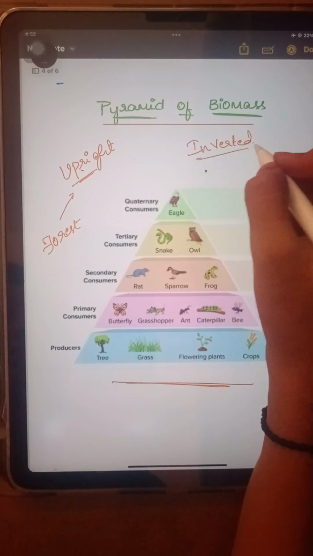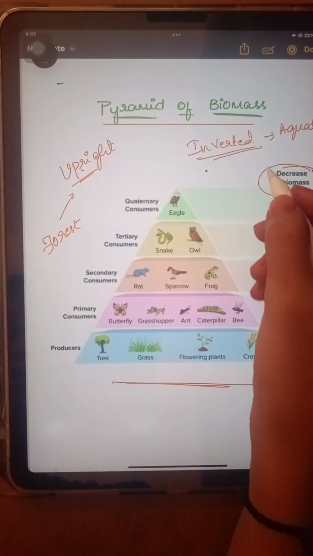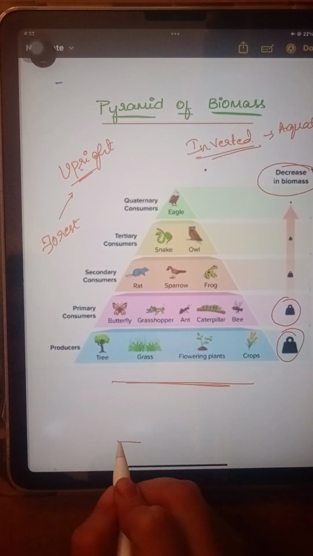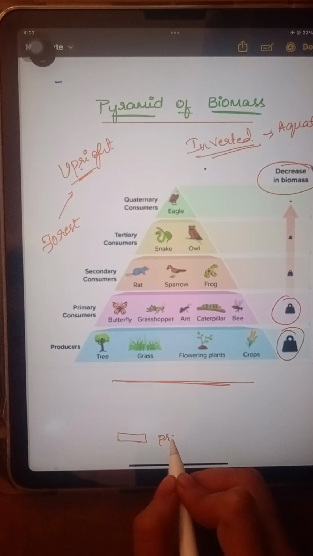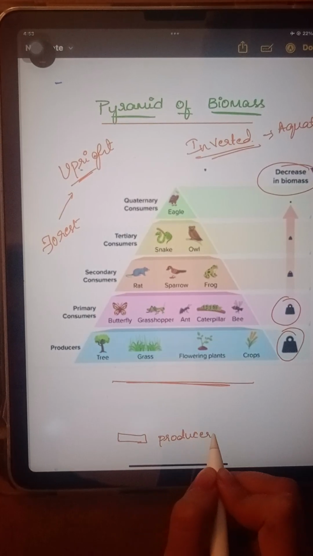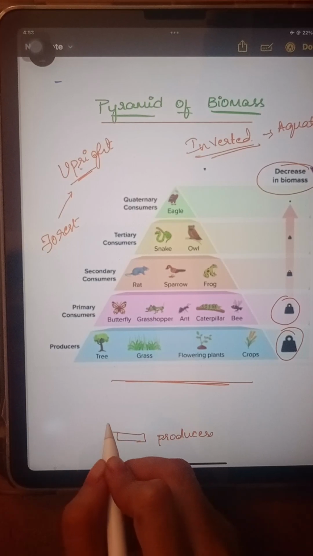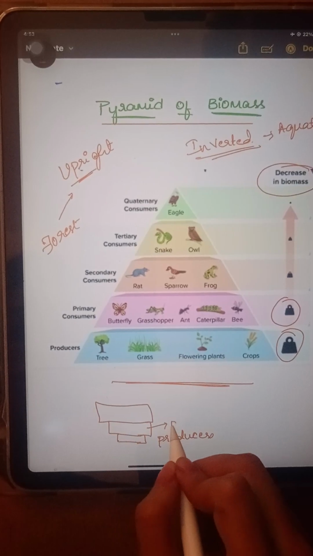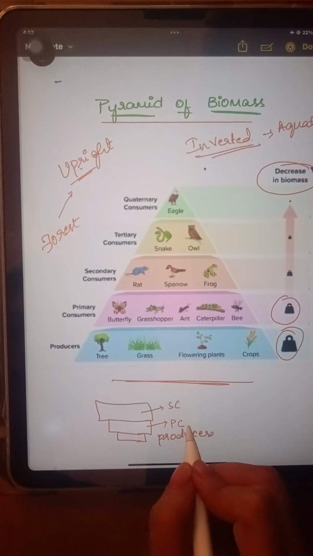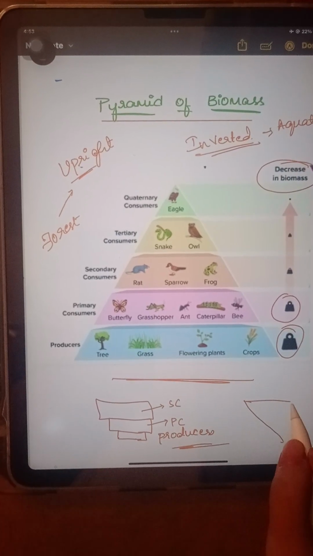Whereas inverted pyramid is seen in the aquatic ecosystems. This happens when a smaller weight of producers and larger consumers are present. Here are primary consumers and secondary consumers. So this is the inverted pyramid, which is also seen in the pyramid of biomass.